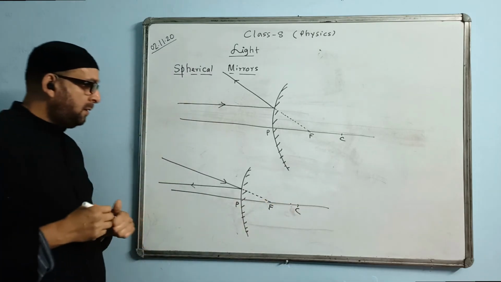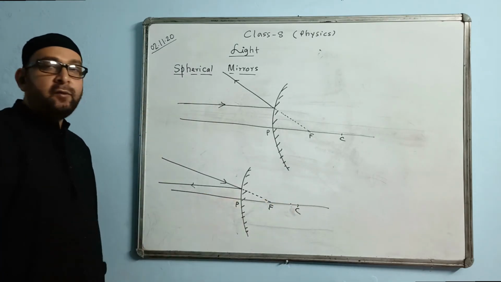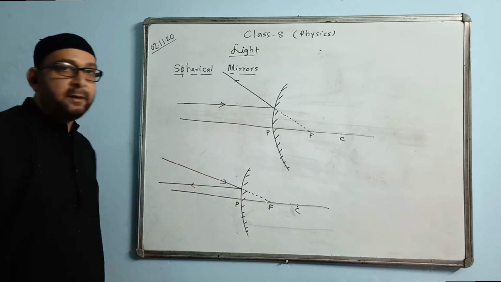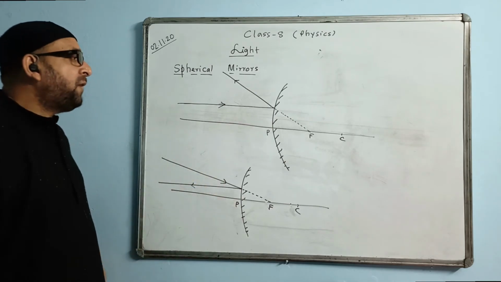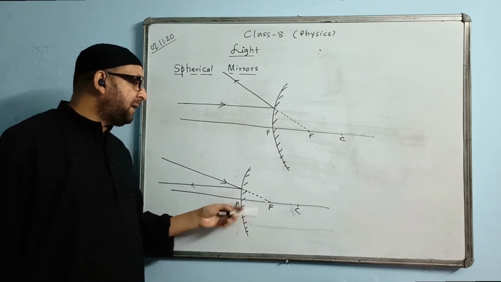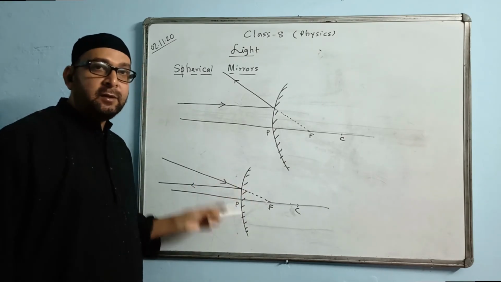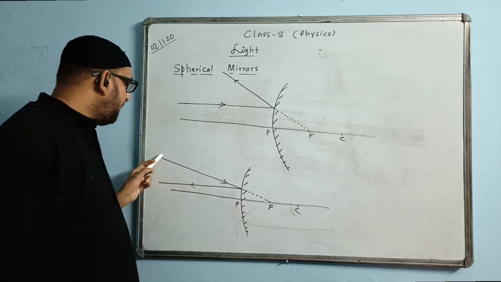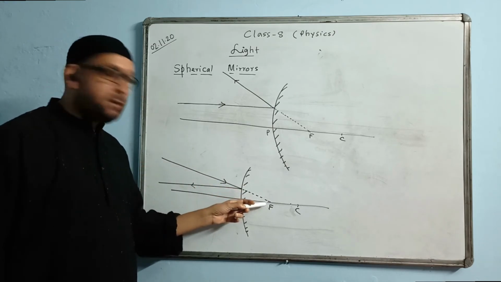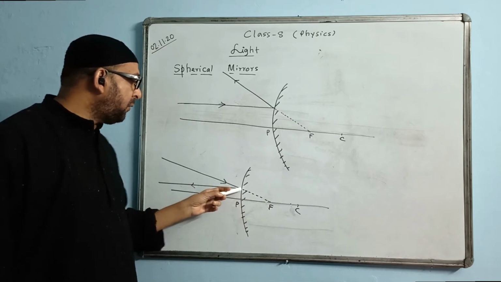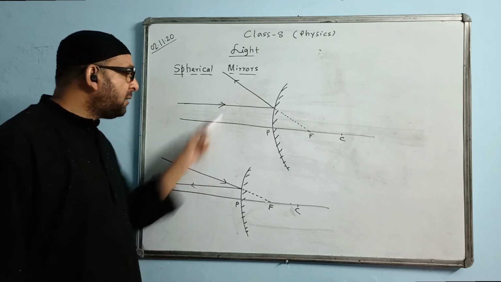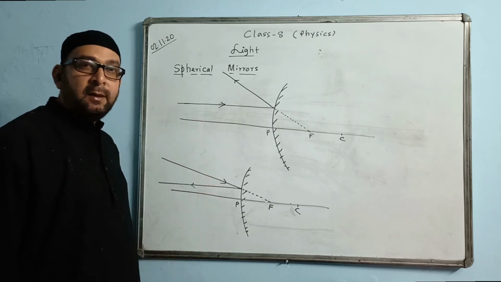This is the second definition of the focus of a convex mirror. If you follow this diagram, we say it is the point on the principal axis of a convex mirror through which an incident ray appearing to pass, after reflection from the mirror, becomes parallel to the principal axis. So we can give either of them as the definition.